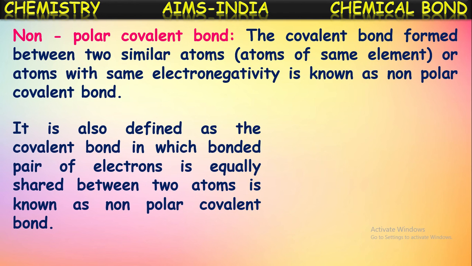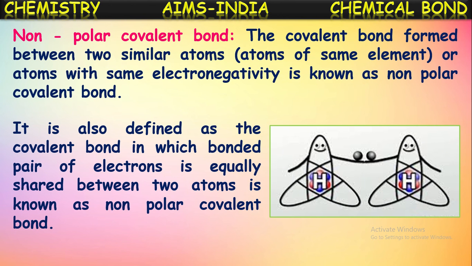Let us see an example. It is also defined as the covalent bond in which the bonded pair of electrons is equally shared between two atoms. Actually here polar means charge formation, polarity it is actually. If two atoms have the same electronegativity or the same tendency to pull the electrons, both will mutually contribute one electron for the bond formation, and after the bond formation they share this pair of electrons equally because both atoms have the same electronegativity. That means the same tendency to pull the pair of electrons towards it.